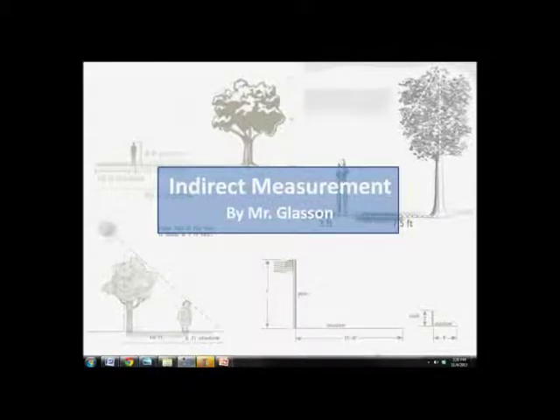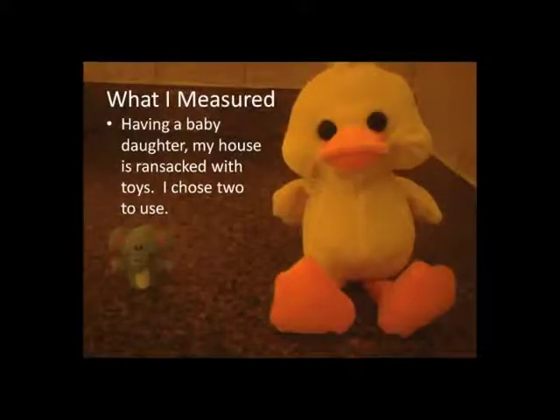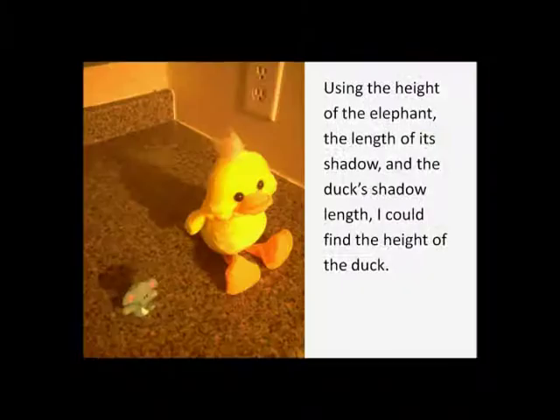This is the example of what I expect from you for indirect measurement. What I measured: I have a baby girl and my house is ransacked with toys, so I chose two at random. In this case, a finger puppet elephant and Mr. Duck, though Mr. Duck might be a chicken, we're not quite sure.